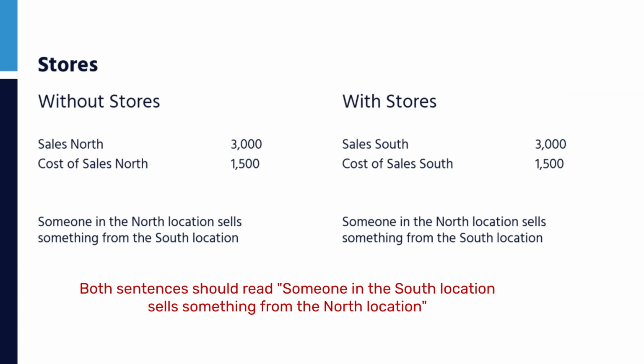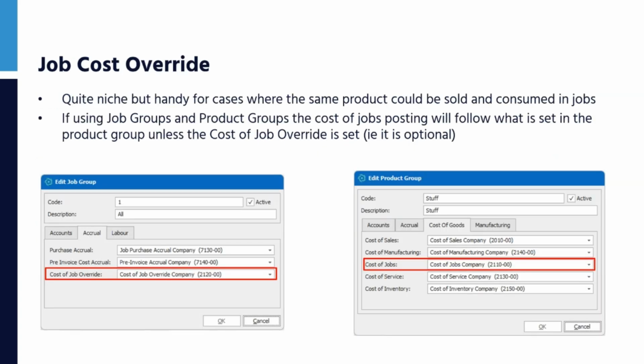With stores, in that same scenario, if I'm in the south store and I'm selling something from the north store and I have a store in place, then it will use my general ledger posting accounts as if that inventory was sold from the south store rather than the north store. So apologies for those descriptors being incorrect. We'll fix them up before we publish the slides.